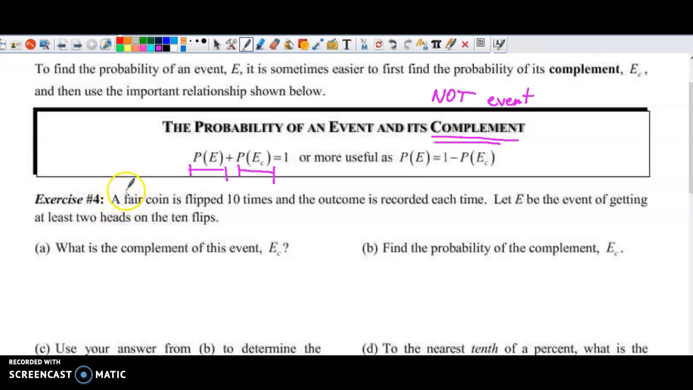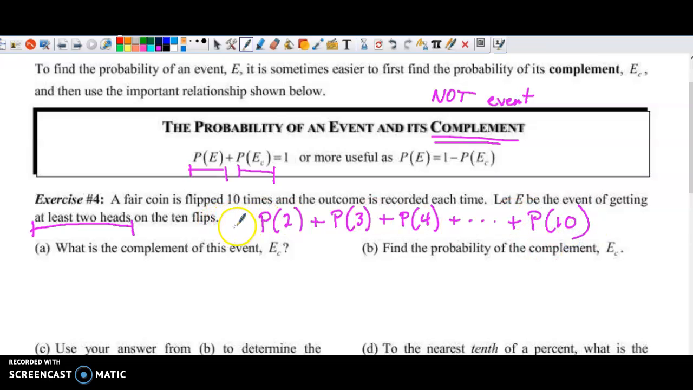Is if we have a problem that says we flipped a coin 10 times and we want to get at least 2 heads, would you really want to do the probability of 2 plus the probability of 3 plus the probability of 4 plus the probability of 10? I hope I've convinced you that that would be a very daunting task. So how about the complement?